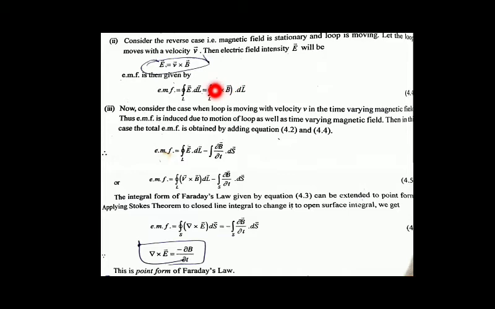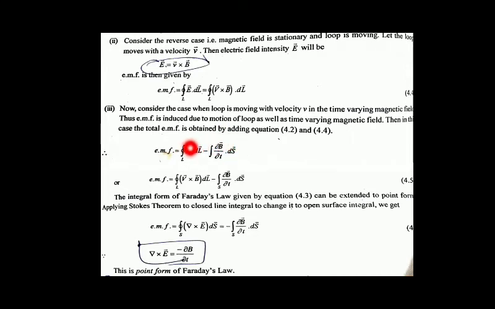And the last situation, in this case the velocity loop is moving and the magnetic field flux density varies with respect to time. In that case both equations are combined. So you can see the electromagnetic force: this is the equation for the moving loop, and this equation is for the varying magnetic field with respect to time. So combined, it generates the electromagnetic force.